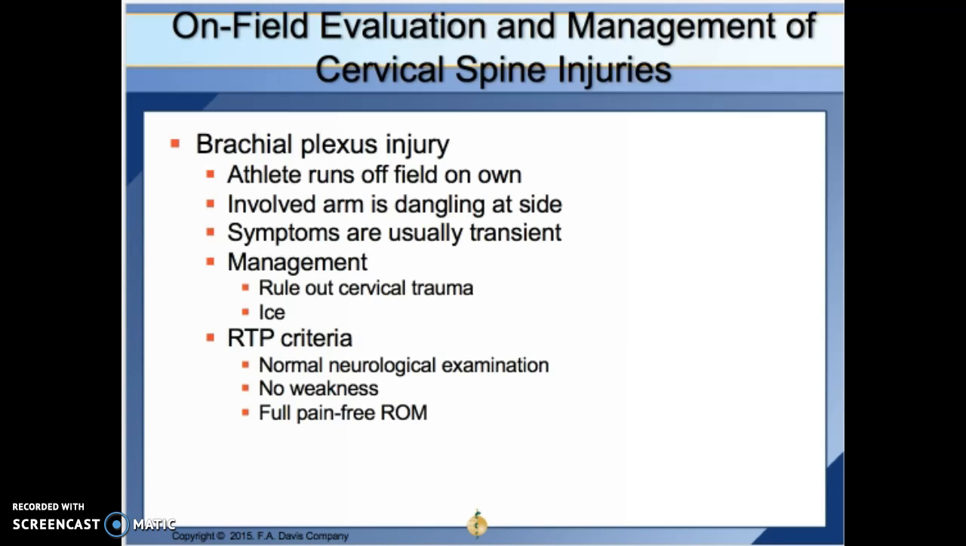You want to rule out cervical trauma, perhaps apply some ice to it, and there are return to play criteria that would allow that patient to continue participation. They would have to have a normal neuro exam without weakness and have full pain-free range of motion. So with this, I would also incorporate probably some push-ups and some blocking or some sort of functional activity to make sure that they are able to complete it.